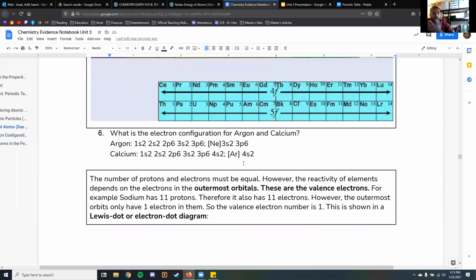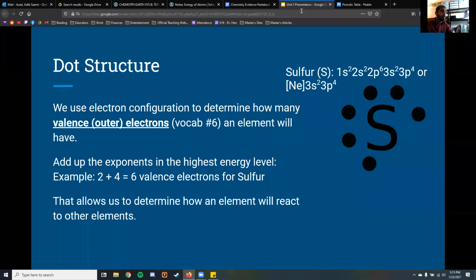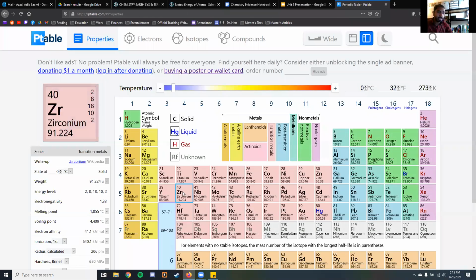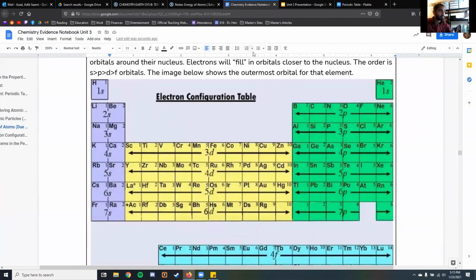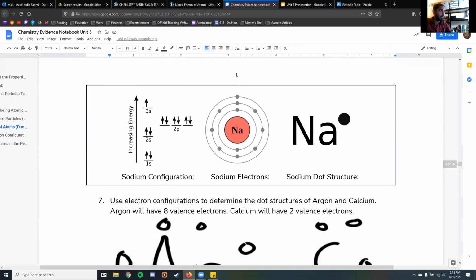Now, I talked about figuring out valence electrons using electron configuration. As you should know, pretty much every element has an equal number of electrons. So if I have 40 as my element number, I've got 40 electrons. If I've got 82 as my element number, I've got 82 electrons. But for the purposes of reactions, it's the valence number that matters, the level on the outside layer. So we see that in this image here.